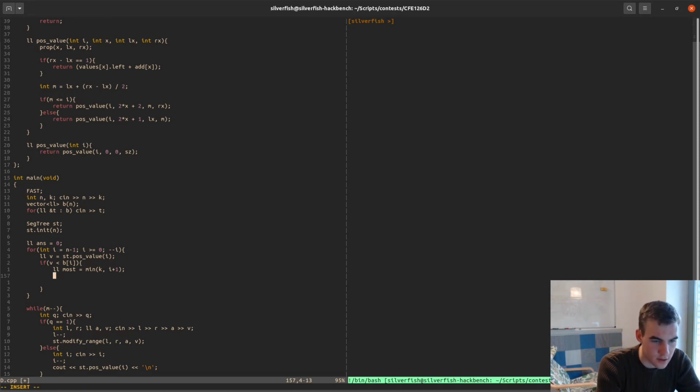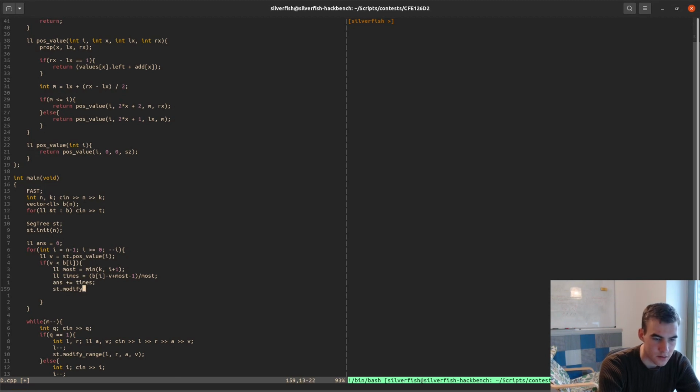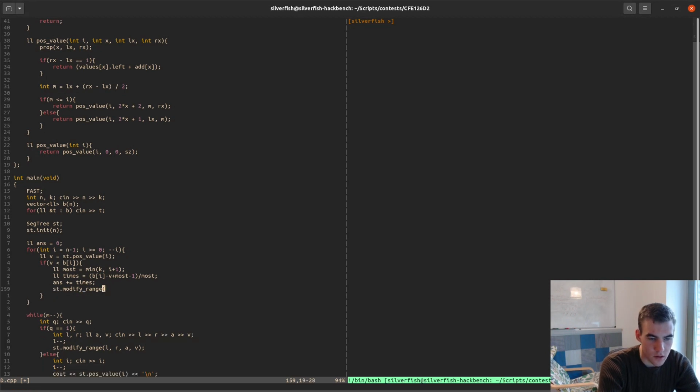And then I'll get most equals minimum of k and I plus 1. Then the number of times I need to add this is B I minus V plus most minus 1, divided by most. And now I do, I increase by times, modify range. I go I minus most, I. I always start from 1 and I have a step of 1.